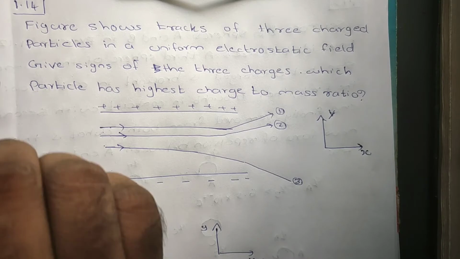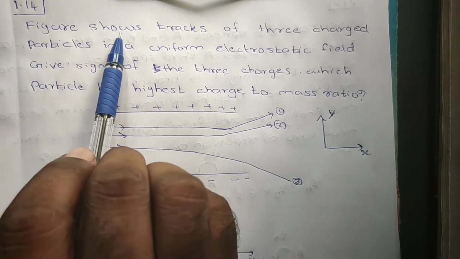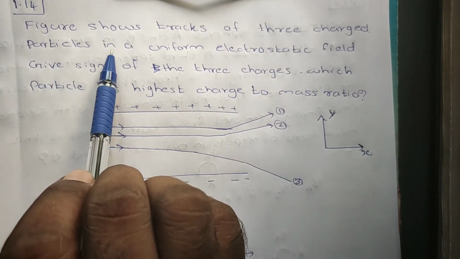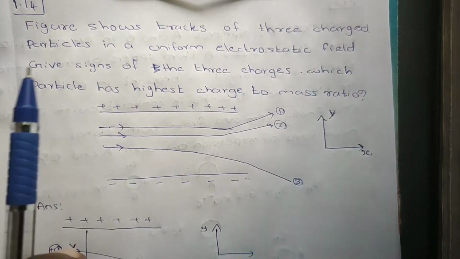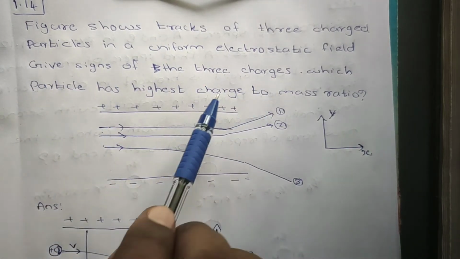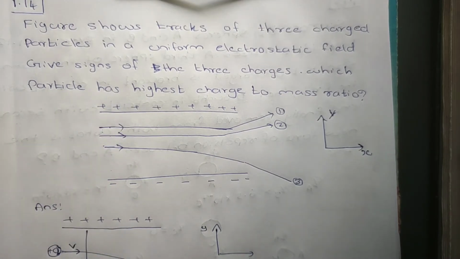Next problem. 1.14. Figure shows tracks of three charged particles in a uniform electrostatic field. Give the sign of the three charges. Which particle has highest charge to mass ratio?